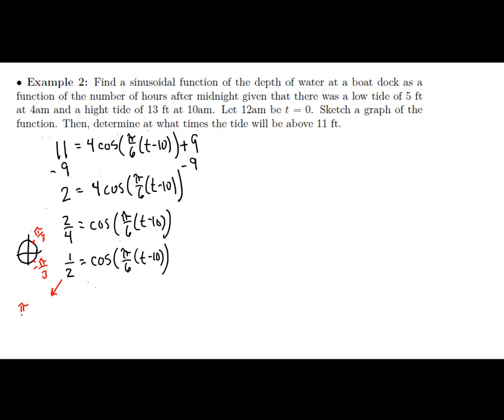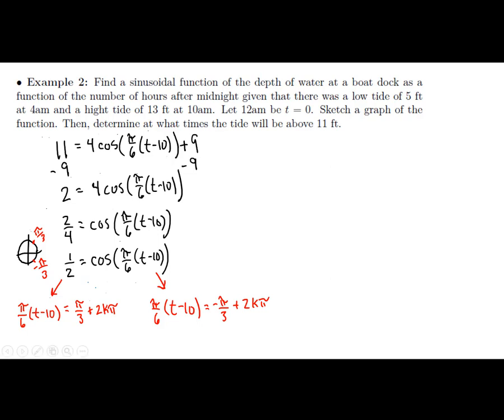So what I can now say is that the argument inside cosine, pi over 6 times t minus 10, could be equal to pi over 3, but let's keep all of our infinitely many solutions, plus 2k pi. Or it could be equal to negative pi over 3 plus 2k pi. Now, of course, we want to know what t is going to be when the y value is 11. So we need to set about getting t all by itself.